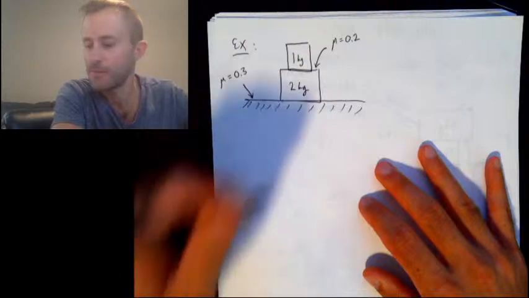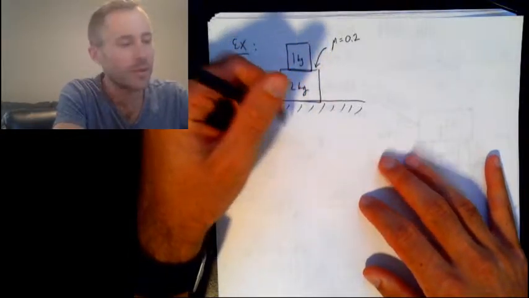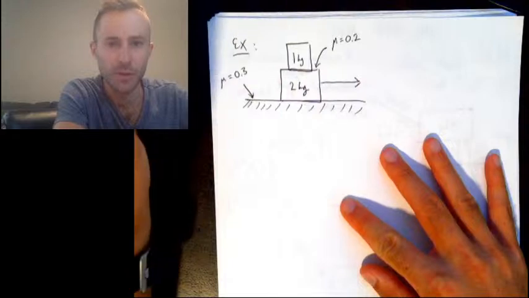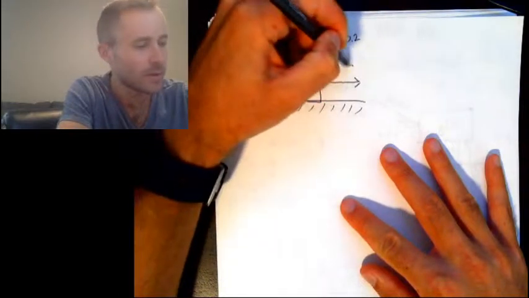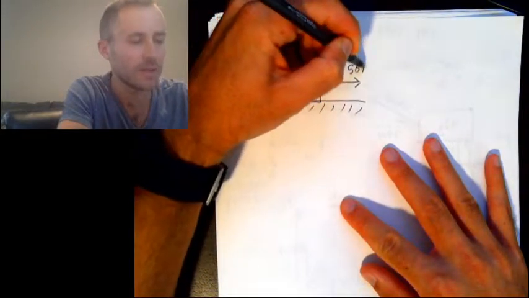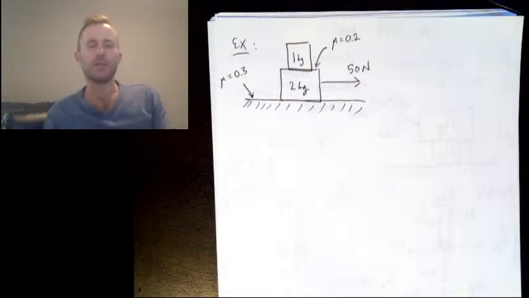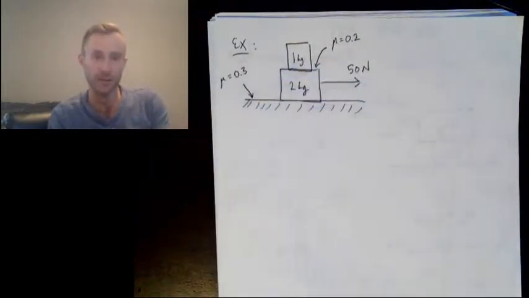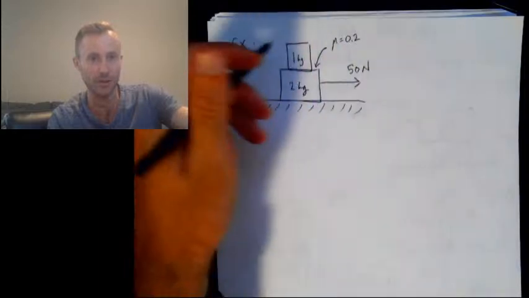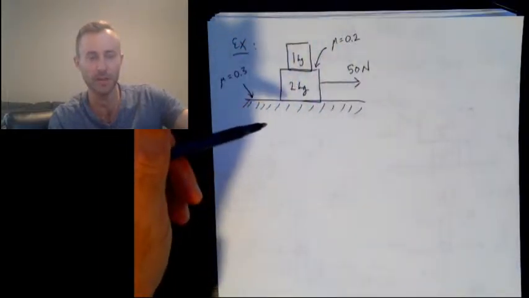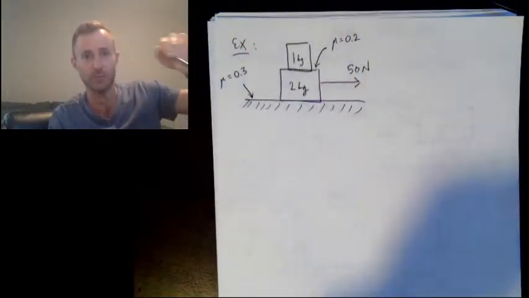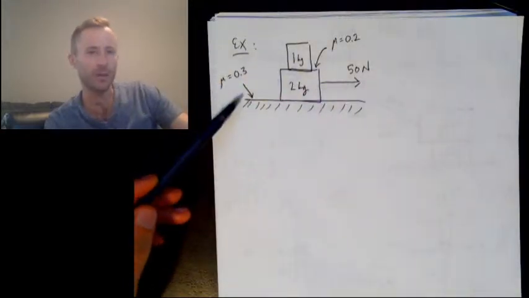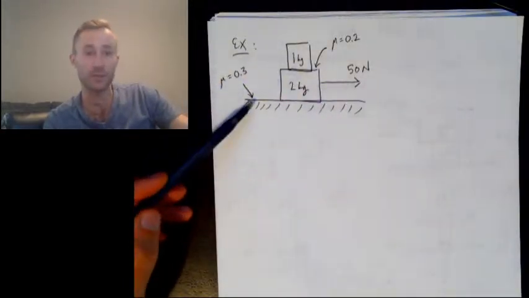All right. There is a 50 Newton force pulling horizontally on the lower block. So how is this problem different? Well, the force is acting on a different block. It's not acting on the top block, it's acting on the bottom. It's pulling horizontally as opposed to at an angle. And there is also friction from the floor.